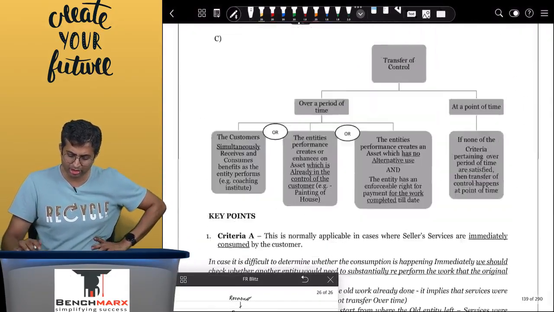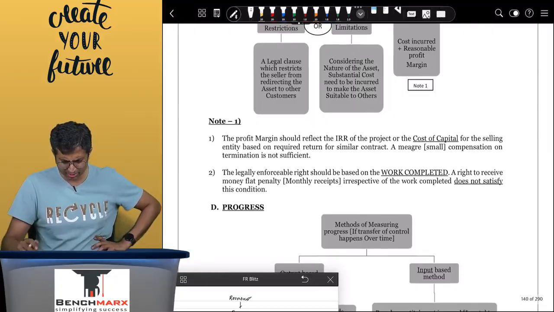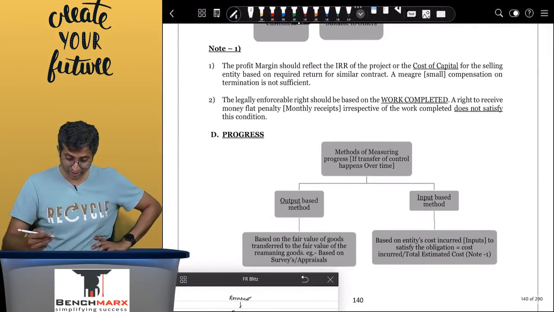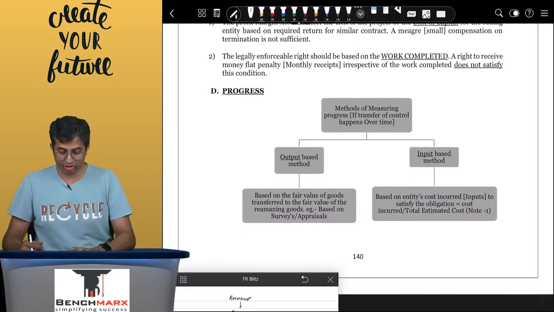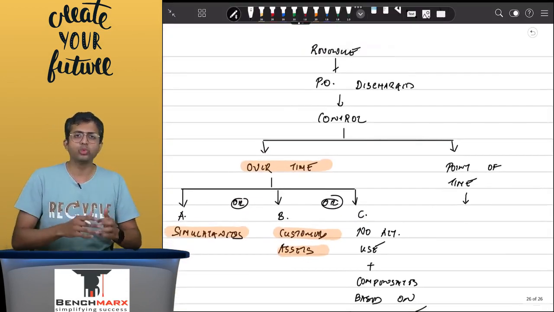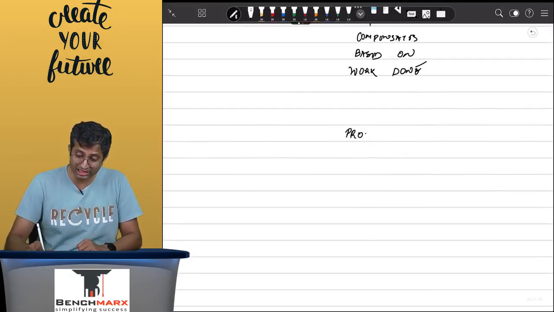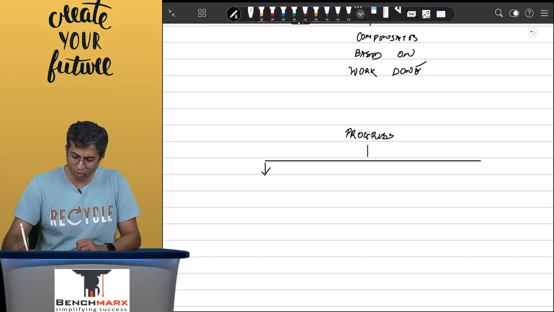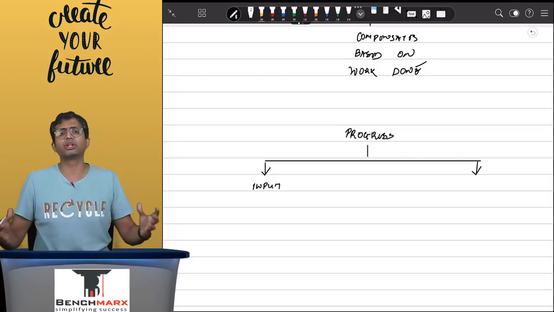So this is the general theory about control. Each of these criteria is being explained, and then in case the revenue recognition is over time, you will have to measure progress. That is, how will you recognize revenue? Well, it depends on progress, and progress is measured either using the cost to cost input method or using the output method. So over here, what do you mean by input method? Under the input method, you will compare the cost incurred till date and divide it by the total estimated cost.